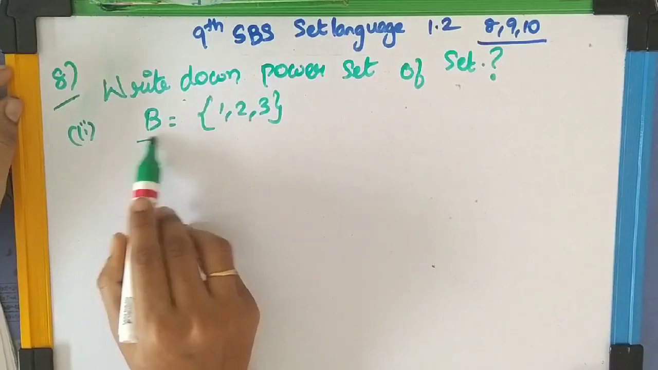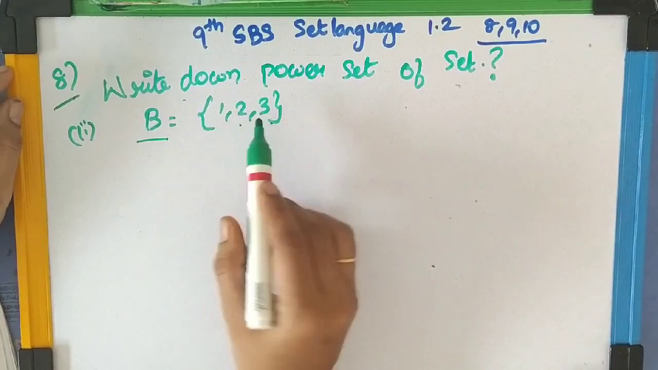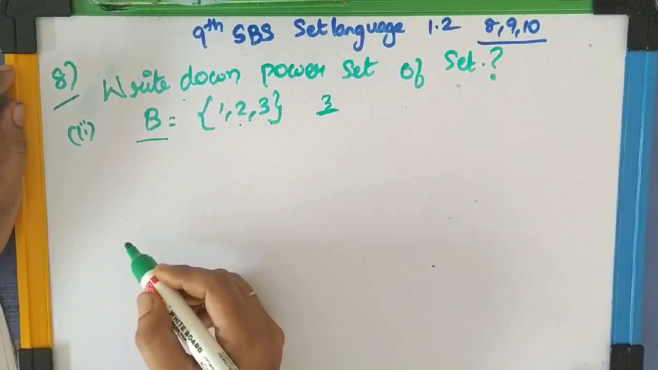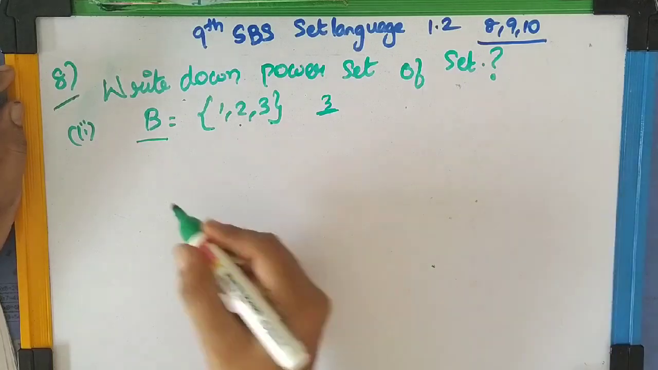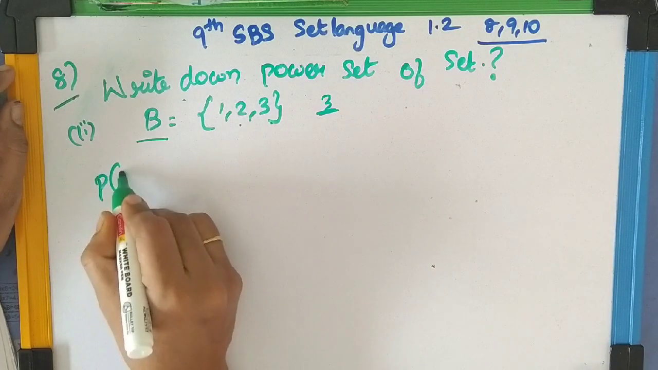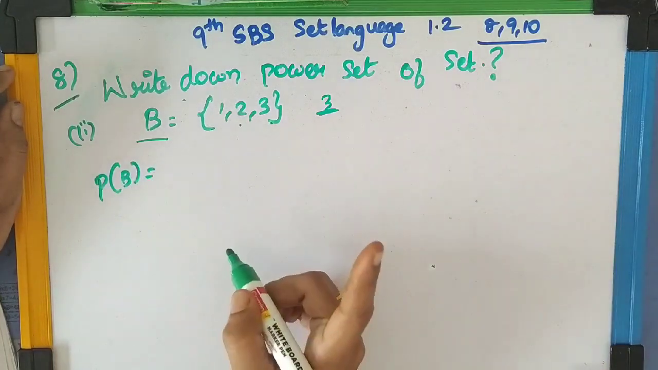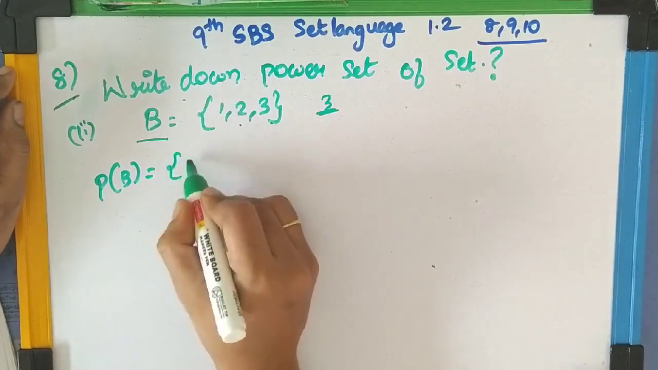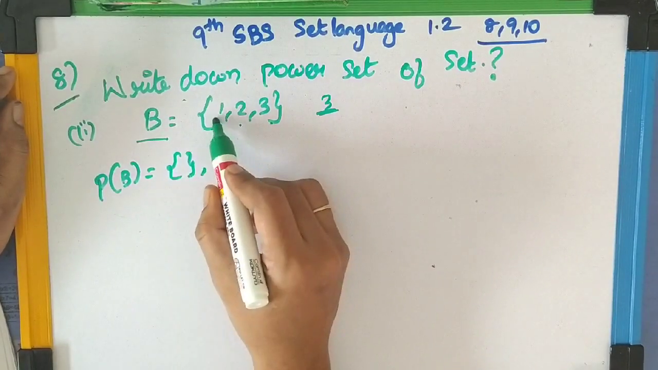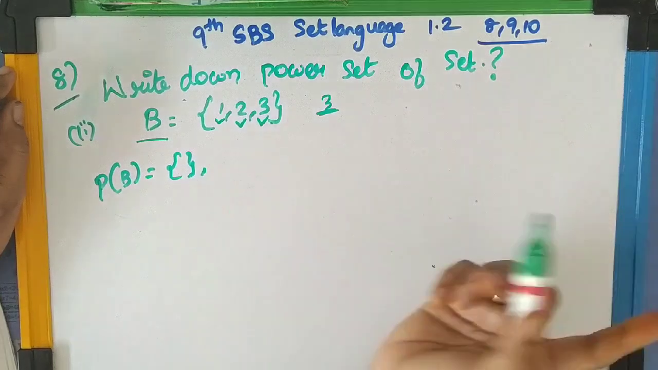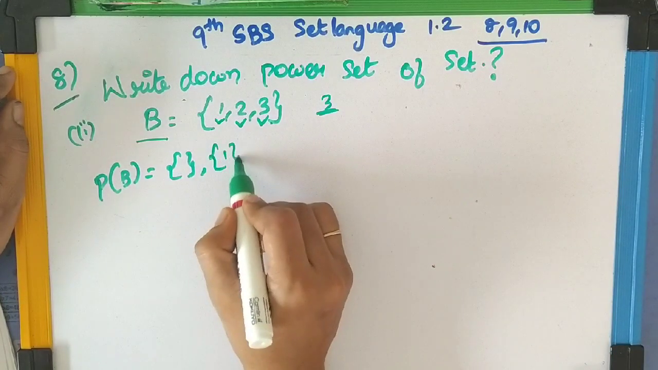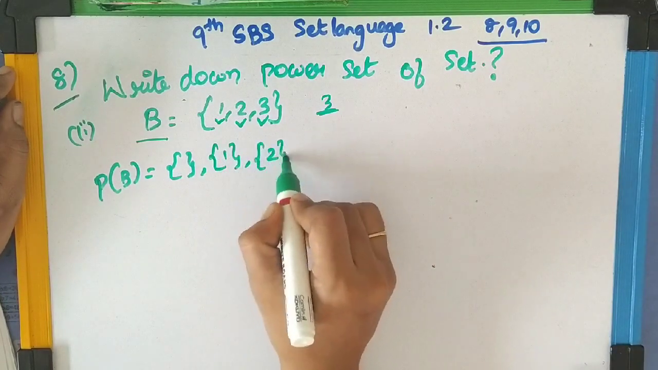Okay. Now let's go to the second question, that is B. The set B contains 3 elements. That is 1, 2 and 3. Here, what are the power sets of B? That is, subsets. The first is a null set. Very good. Then single element sets. Very good. That is 1, 2 and 3.